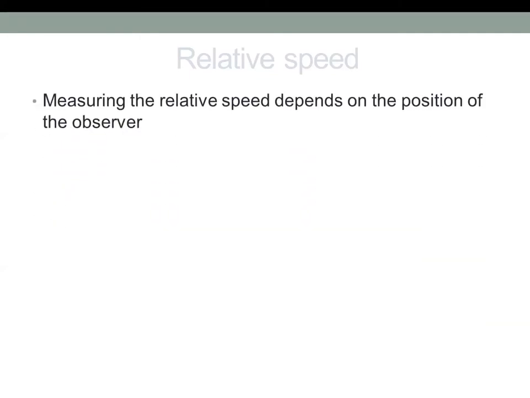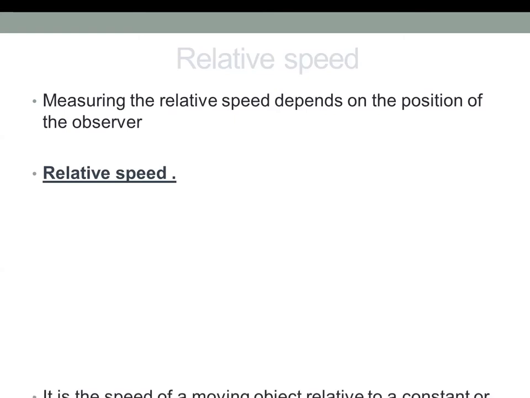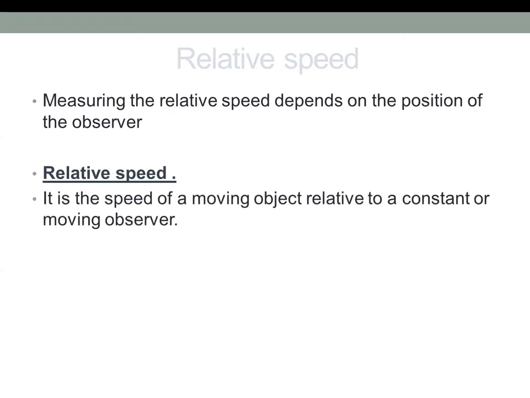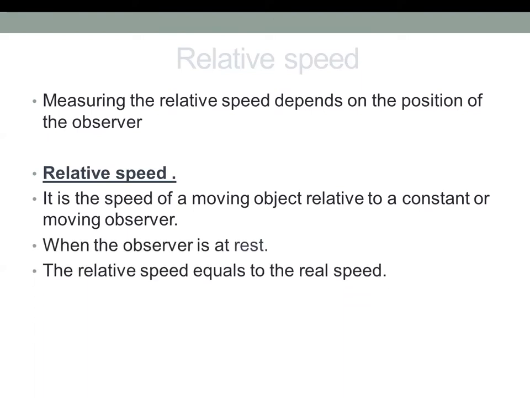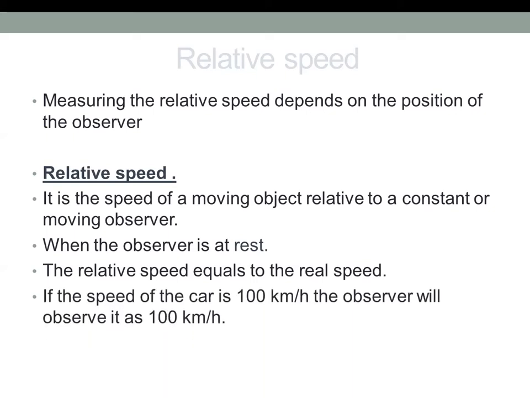Okay, let's go to another type of speed. We have the relative speed. Measuring the relative speed depends on the position of the observer, the person that stands and can observe the car, the person that sees a car. Okay. So the relative speed is the speed of the moving object relative to a constant observer. In the definition of relative speed, you must write relative to observer. The observer here, or the person here, or the car here will know the speed of the car according to itself. Okay?